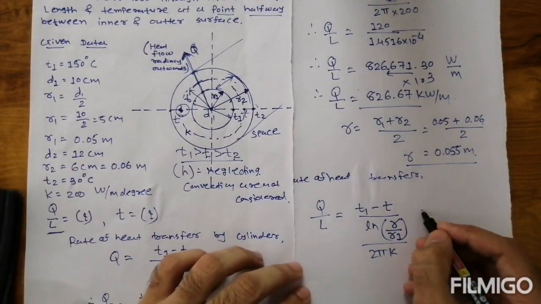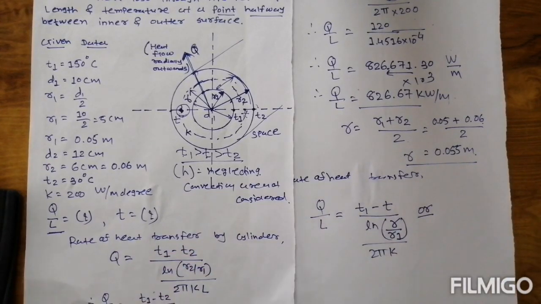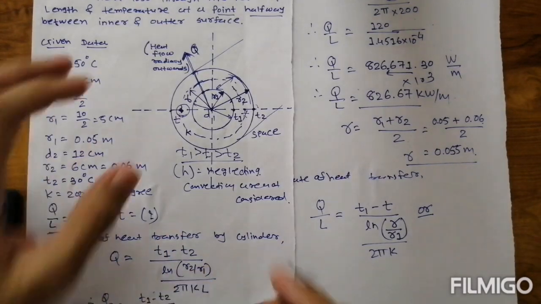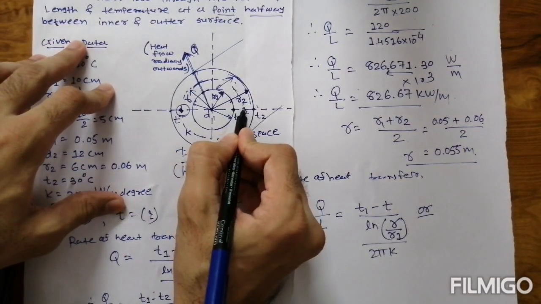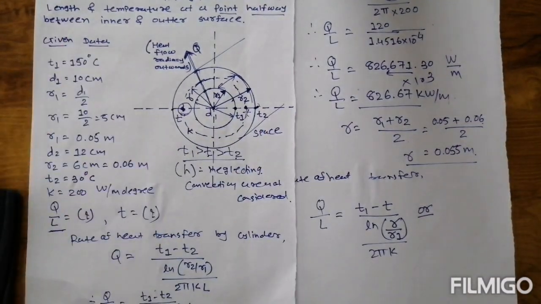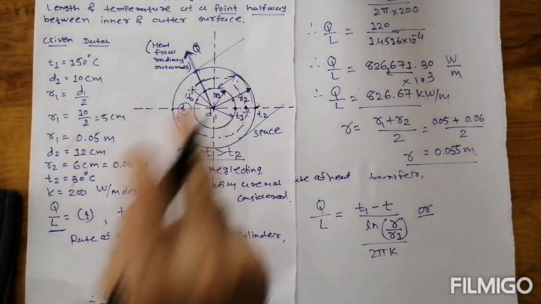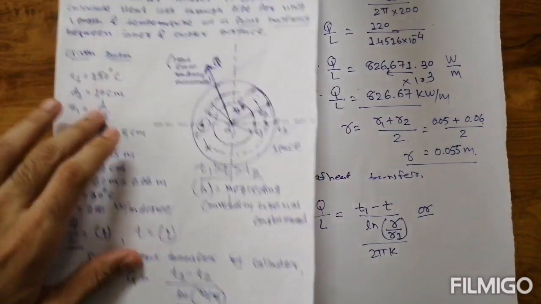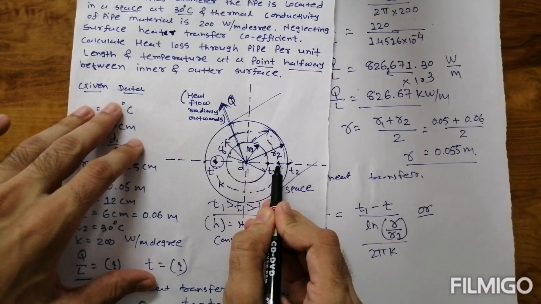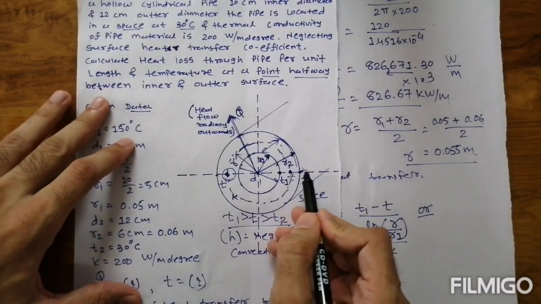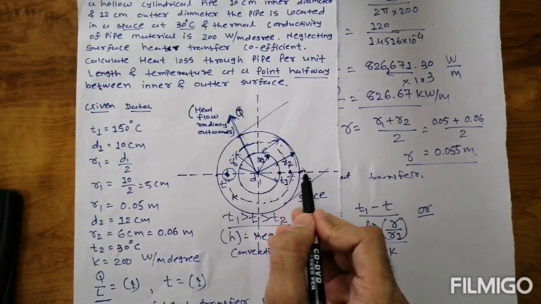Another equation for the same Q by L. Why do we consider Q by L the same? Because our conduction is steady state conduction, and steady state means Q by L is the same here as well as outside. So the rate of heat transfer is constant throughout the surface. For the second equation, first we considered inside to halfway, now we consider halfway to the outside.